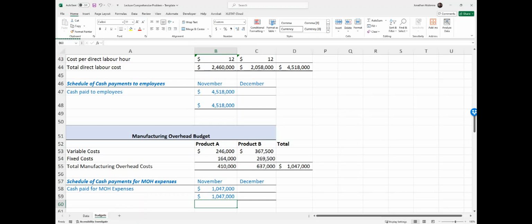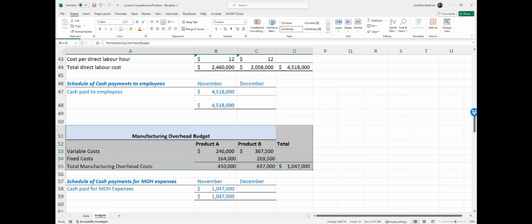Again, I will emphasize the schedule of payments is not part of your budget, but rather I like to do it right away while I'm moving along in the problem. That way I know that when I get to the cash budget and the balance sheet, I don't have to worry, I've already done the work. But as far as the manufacturing overhead budget goes, you just need to know what is your total manufacturing overhead cost. So variable and fixed.